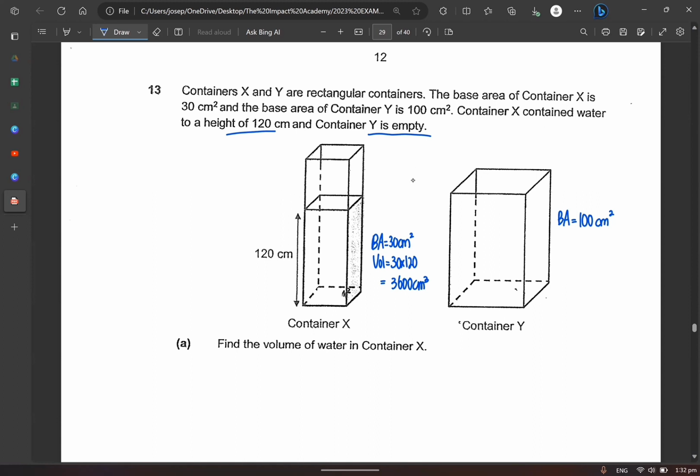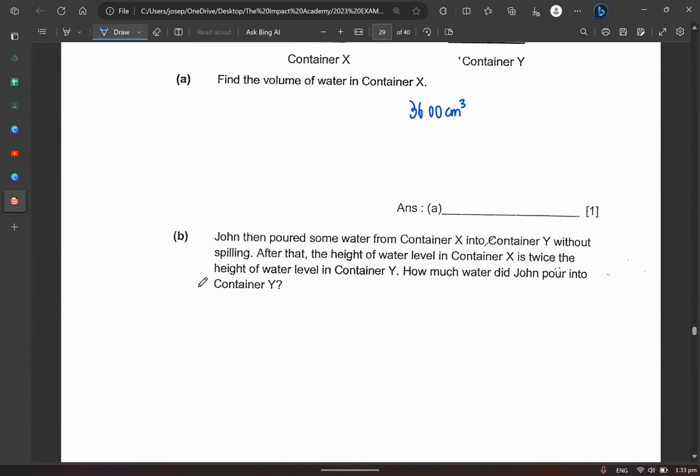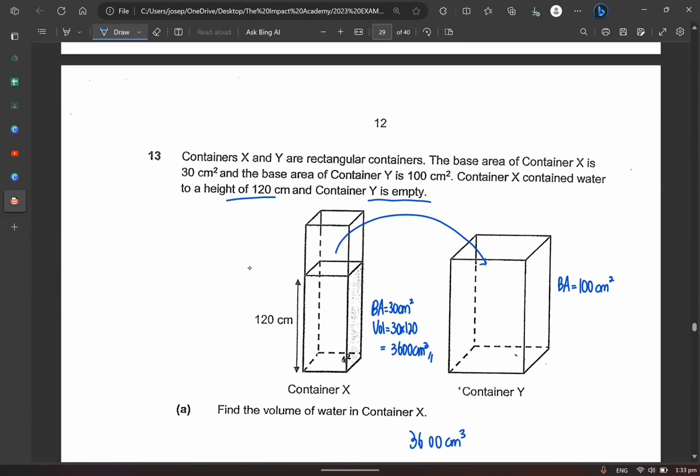Now the question says, I want you to find the volume of water in container X. We know that that is basically just 3,600 centimeter cube. So the next thing that we want to do is to read the next part. It says, John then poured some water from X into Y without spilling. So when I see something like this, I know that X goes into Y.